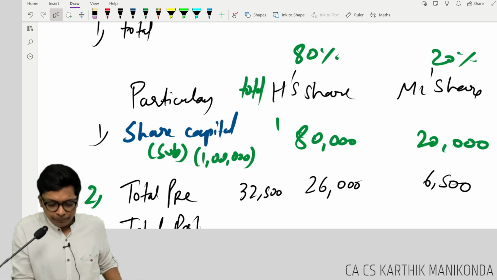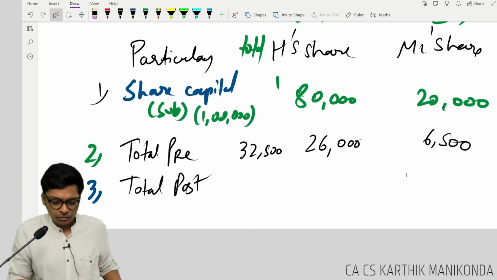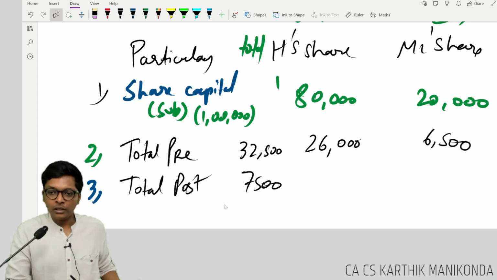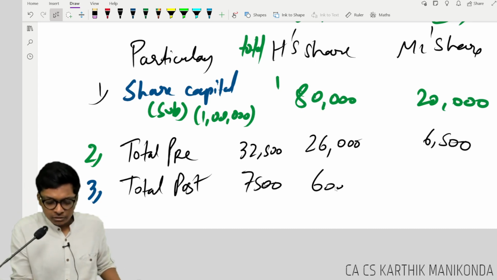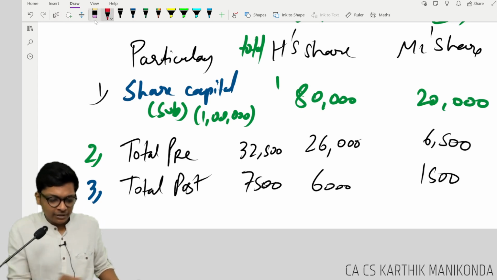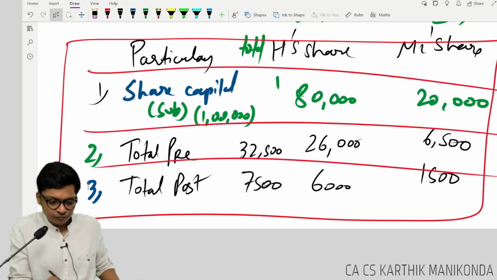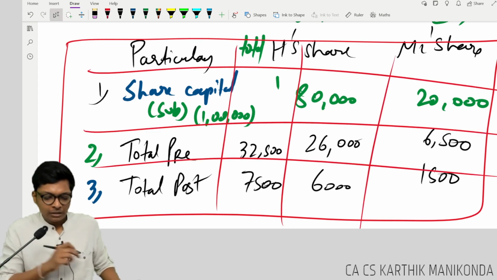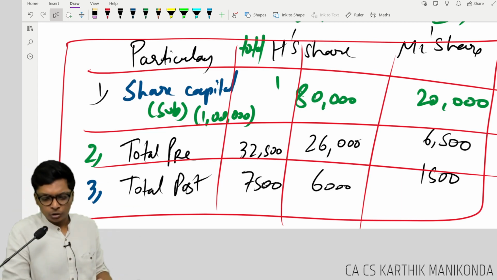Total post we computed above, how much? 7,500. How much? 6,000, 1,500. Now this is the table that I want you to prepare. Something like this, guys. Of course, mine is not neater. You do it neatly.